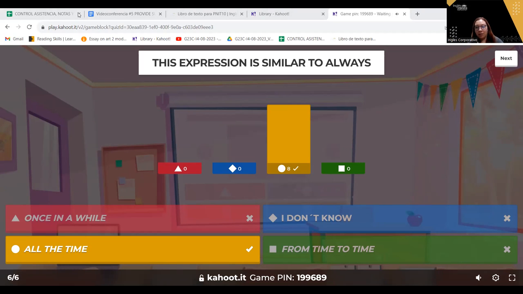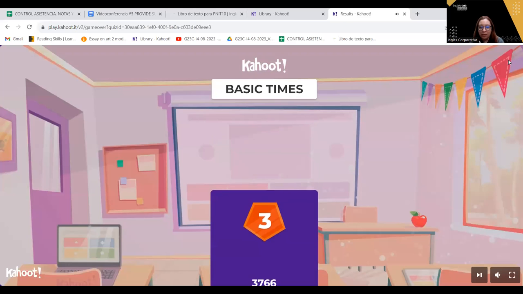Yes. All the time is a time expression. It's not the same as a frequency adverb, but they can have the same meaning, right? All the time has the same meaning as always, right? Always is the frequency adverb. All the time is the time expression. Very good. Cool. Let's see the final podium for this night.